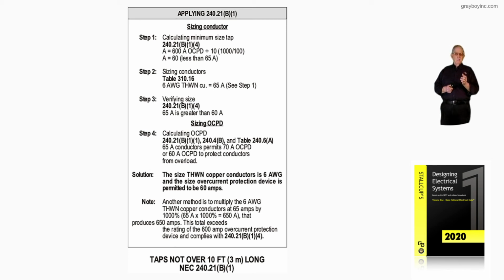Now the note states another method which we do not recommend using, and the method is multiply the number 6 AWG copper conductor, THWN, 65 amps by 10. So 65 amps times 10 is 650. So the 600 amp overcurrent device is less than 650, but sometimes that confuses electricians, and they would rather take the overcurrent device, divide it by 10, and that's the minimum size tap that you see in step 1.